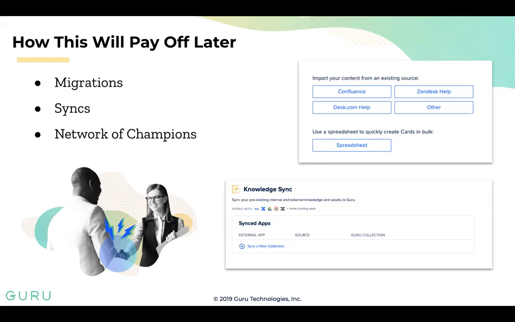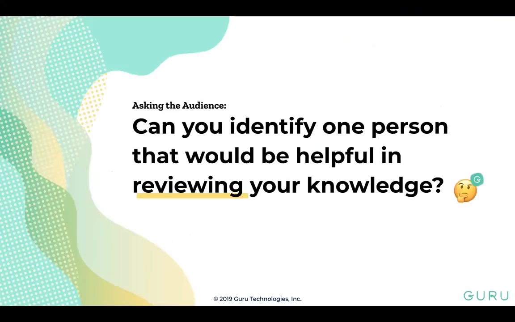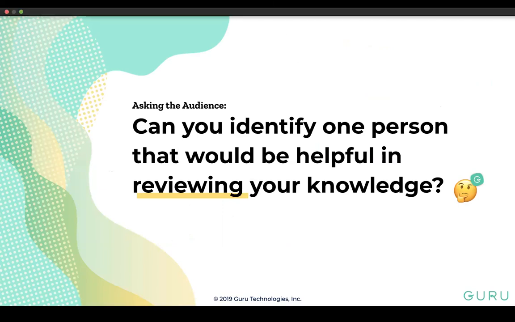So, keeping that network of champions in mind, identify one person on your team who would be helpful in reviewing the current state of knowledge with you. Go ahead and give that person a shout out in the chat. Whether it's your manager, your enablement leader, or any other content leader, let me know who that person is that's going to help you review your knowledge.